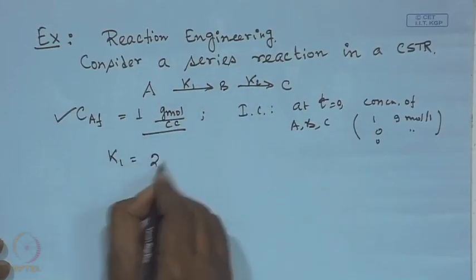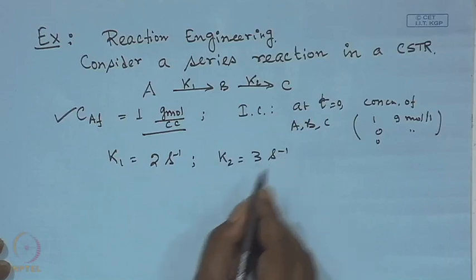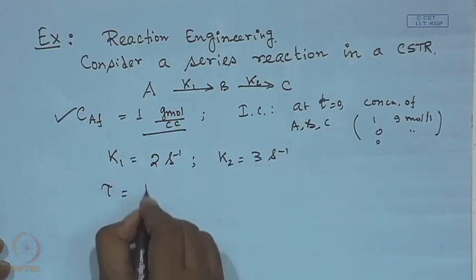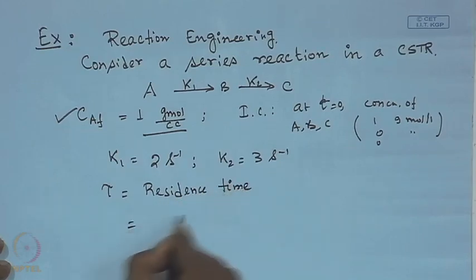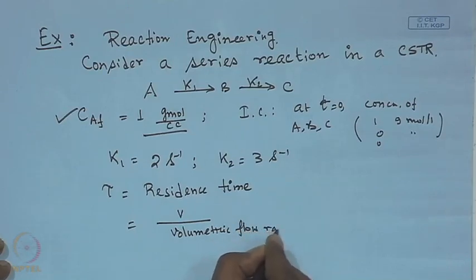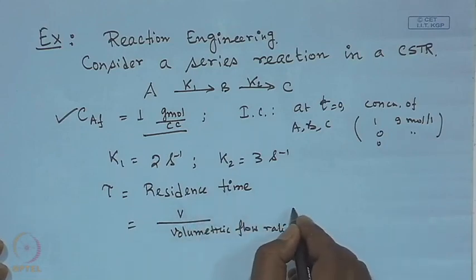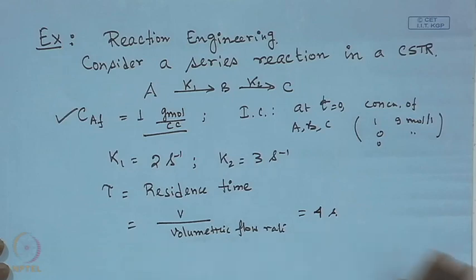K1 is given by 2 second inverse, K2 is given as 3 second inverse, and tau, that is residence time, is defined as volume divided by the volumetric flow rate. So, volume will be in meter cube, volumetric flow rate will be meter cube per second. So, it will be second, and this tau will be 4 second. Okay.